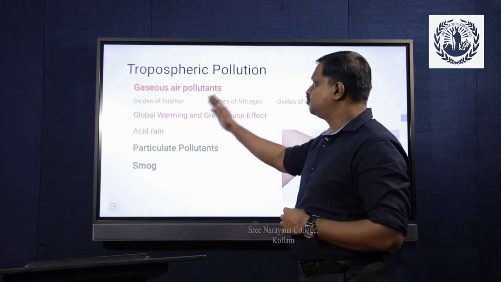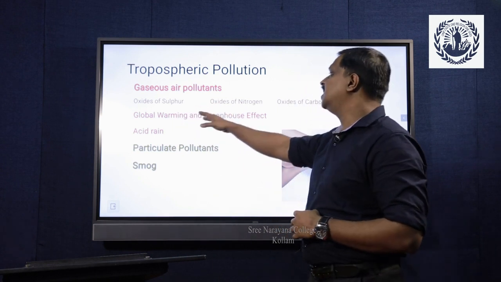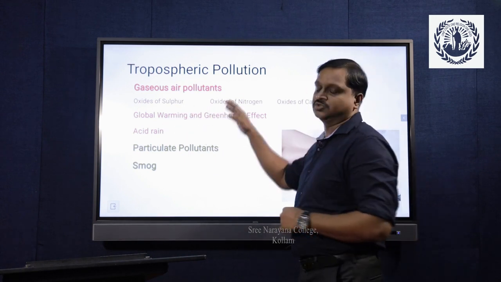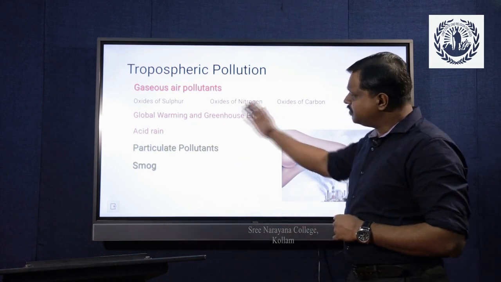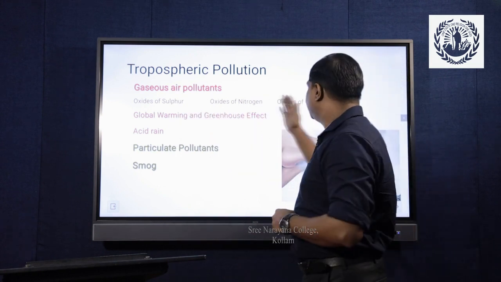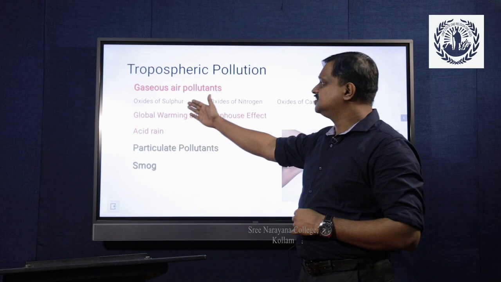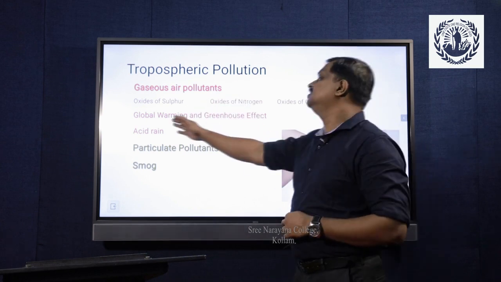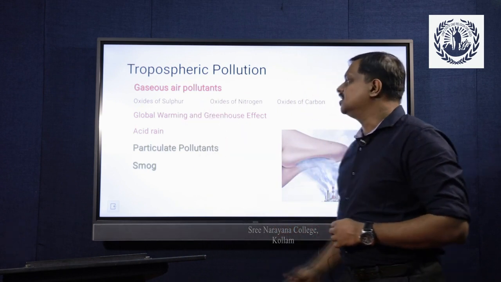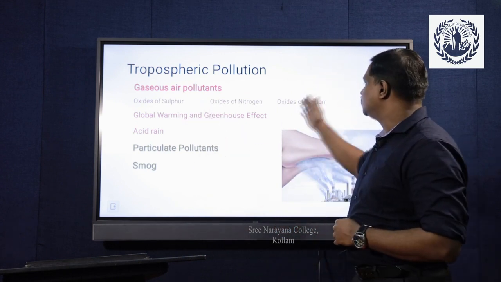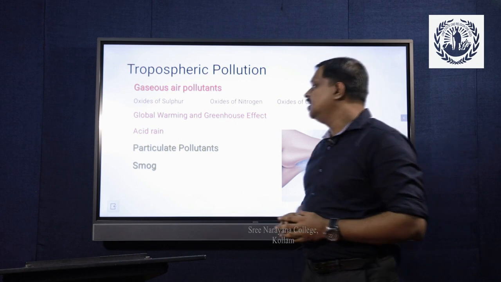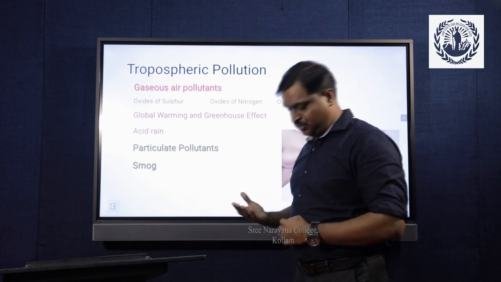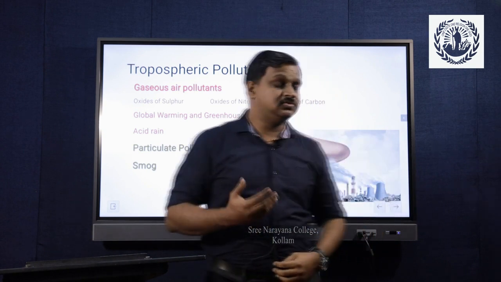The second serious problem regarding tropospheric pollution is something related to global warming and the greenhouse effect. Global warming is a result of carbon dioxide, oxides of carbon, and oxides of sulfur, and oxides of nitrogen are somewhat harmful. But still, I would say global warming can be exclusively attributed to the oxides of carbon, especially carbon dioxide. The emission of carbon dioxide is being increased due to the use of fossil fuels.